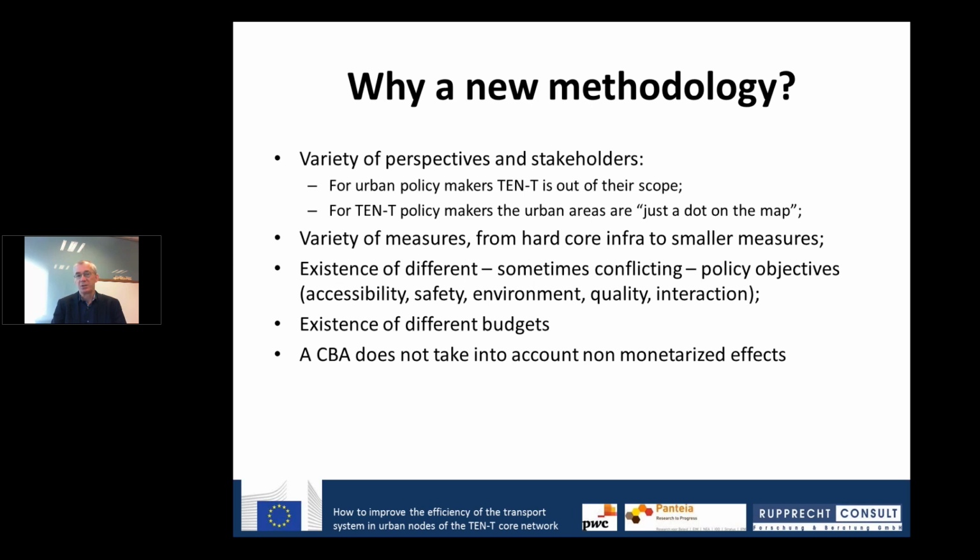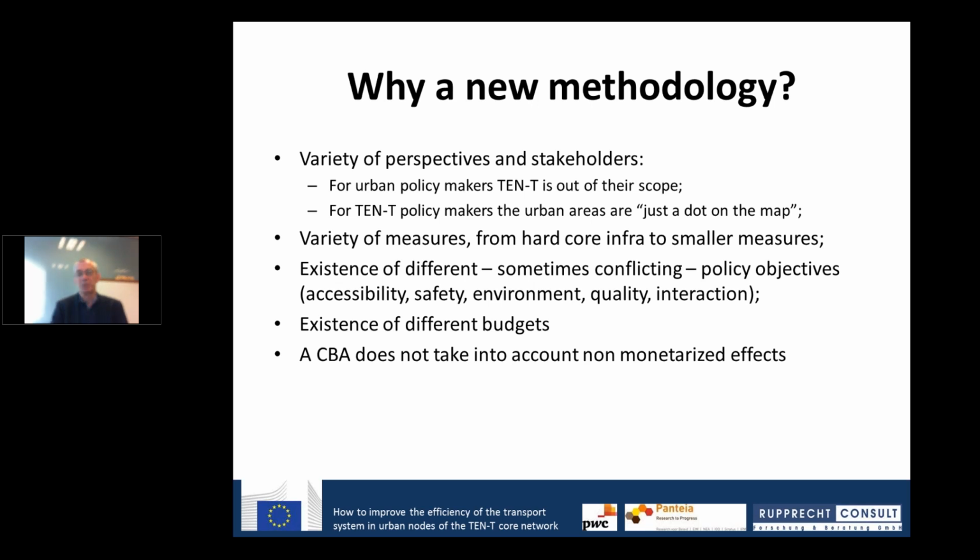Also, there's a variety of measures, not only the hardcore infrastructure measures, but also smaller measures, which may concern, for example, comfort in public transport or timetables. There's also the existence of different and sometimes conflicting policy objectives on both the TEN-T level and the urban node level. These concern in general accessibility, safety, environment, quality, and interaction between the measures. I will explain these later on.